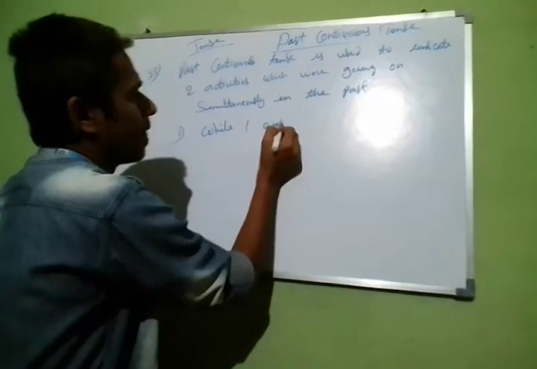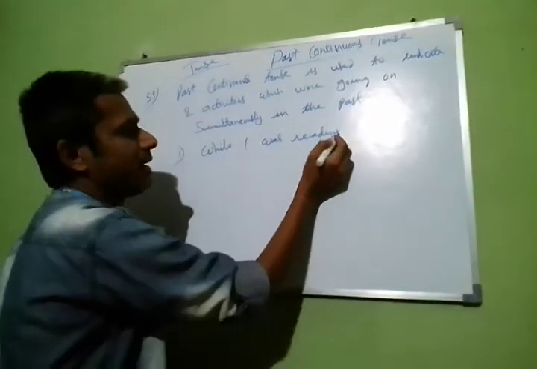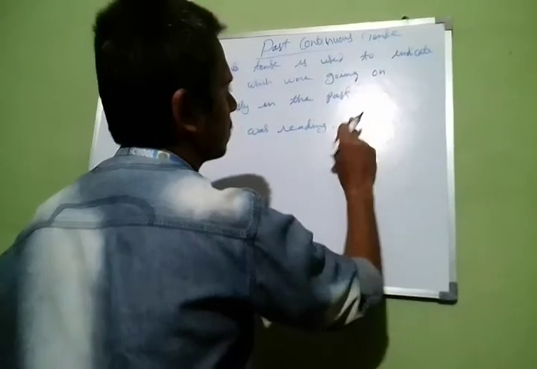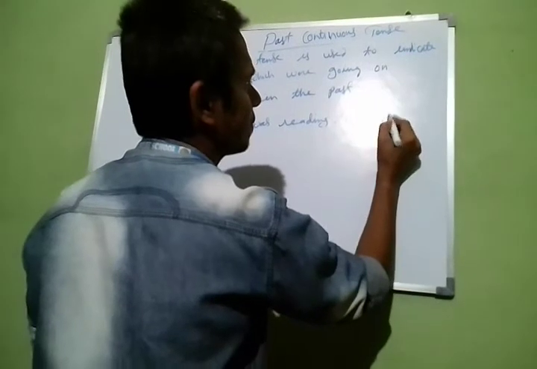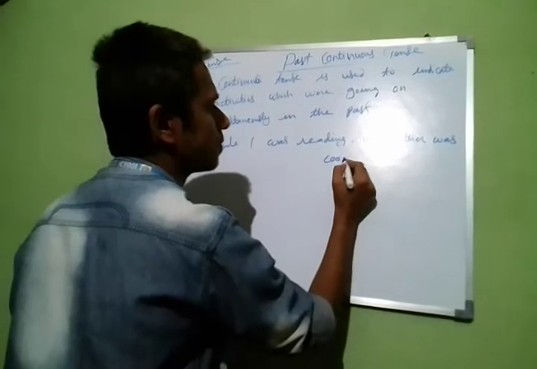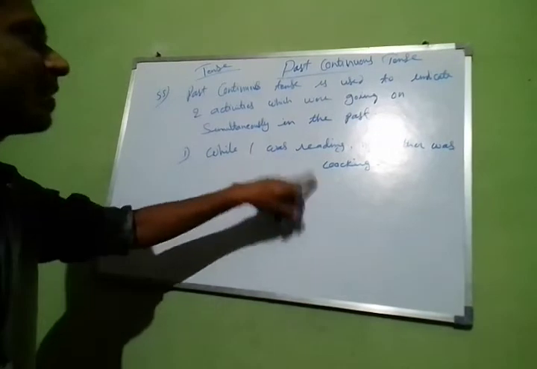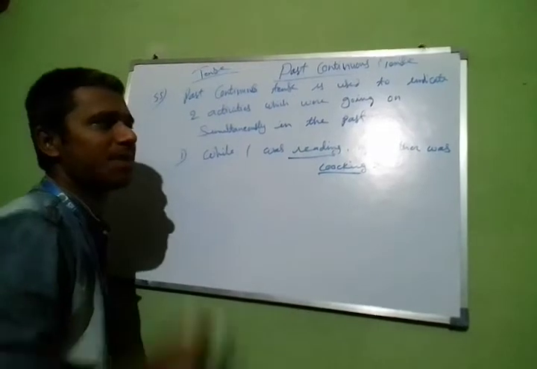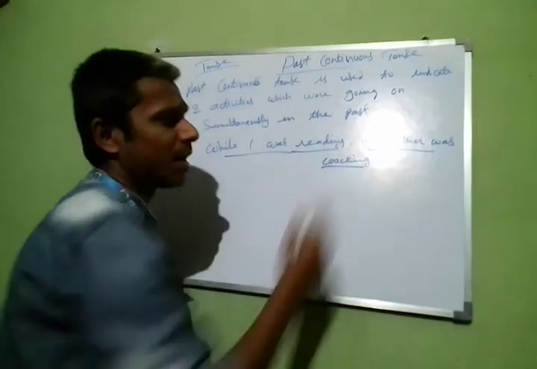Okay, and we use past continuous tense to indicate both the activities, like, while I was reading, my mother was cooking. Here two activities are happening, reading and cooking, and both activities are happening simultaneously. एक ही साथ दोनों काम हो रहे हैं. जब मैं पढ़ रहा हूं उसी वक्त मेरी माँ खाना बना रही है.